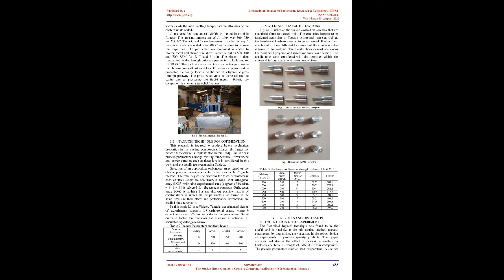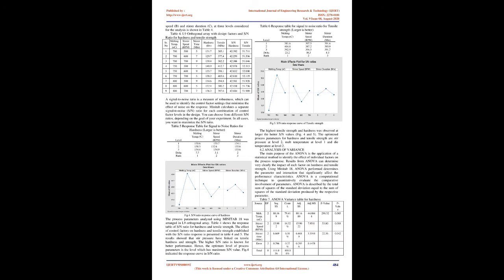A pre-specified amount of Al6061 is melted in a crucible furnace. The melting temperatures of the alloy were 700, 750 and 800 °C. The SiC and GR reinforcement particles having 15 micron size are preheated up to 500 °C to remove the impurities. The preheated reinforcement is added to the molten metal and stirred. The stirring is carried out at 500, 600 and 700 RPM for 5, 7 and 9 minutes. The slurry is then transmitted to the die through a pathway preheater, which was set for 300 °C. The pathway also maintains some temperature so that the mixture does not solidify.